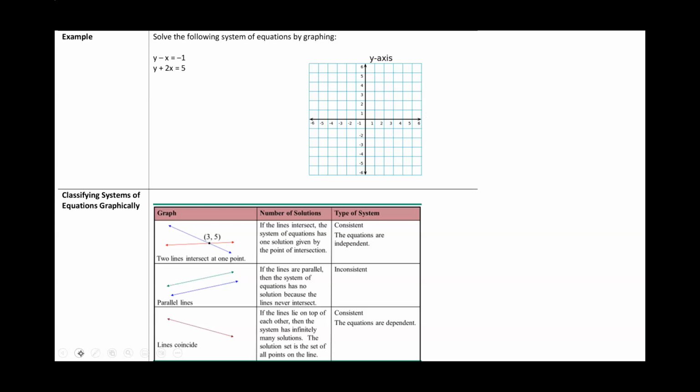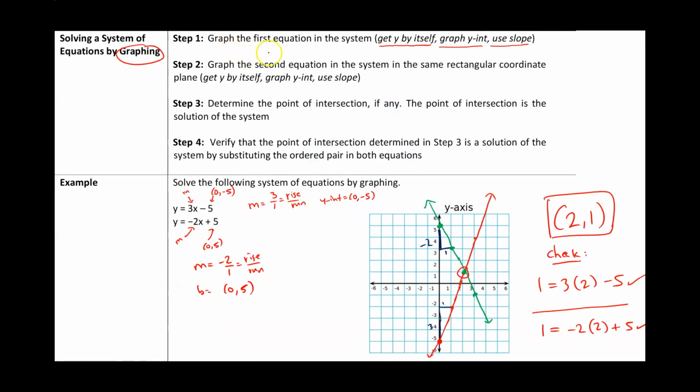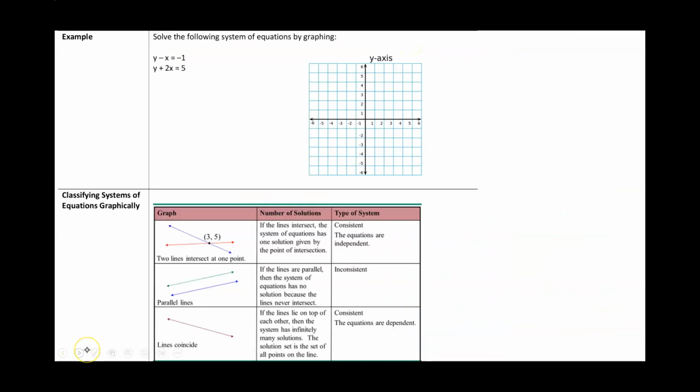Okay, here's another example. We have y minus x equals negative 1. So if you look at the steps, when you graph a line, you have to get the y by itself. That's your initial step. So to get the y by itself, we have to move the x to the other side, which means we have to add x to both sides. So this gives you y equals x minus 1.